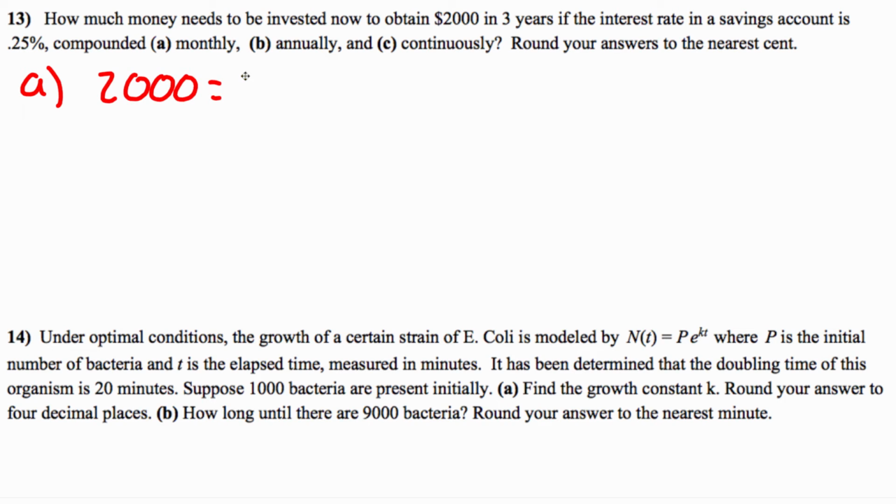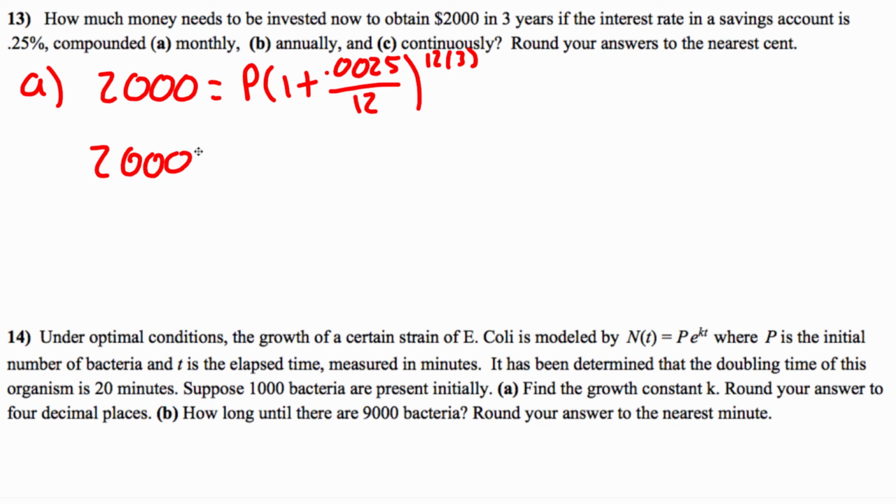So 2,000 equals P times 1 plus our rate. We have to remember to turn it into a decimal. Right now it's a percent, so we need to slide the decimal 2 places to the left. So we get 0.0025 over, since we're going monthly, our n value is 12. And then this is going to be raised to the power of 12 times 3, since this is going to be for 3 years.